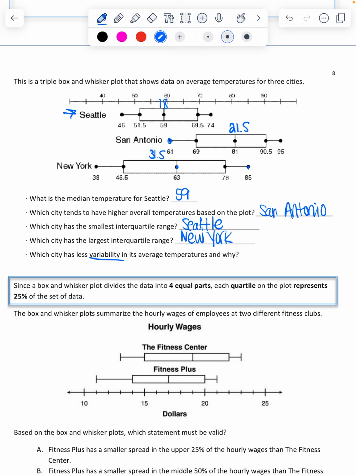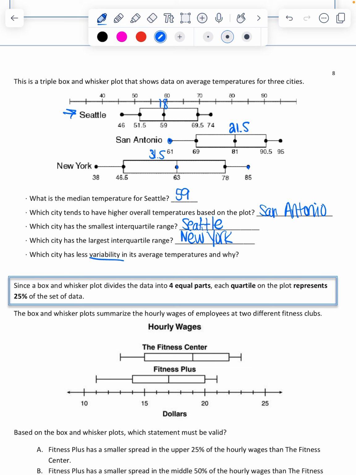So if I was looking at variability, what I'm looking to find is a box and whisker plot that has, first of all, a large IQR, so a large box. That means that 50% of the data is pretty varied, and looking at the options here, I would be thinking New York would be the case.